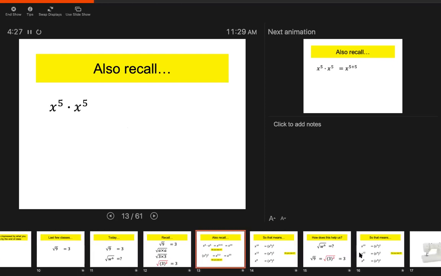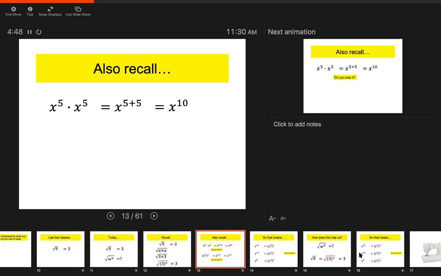All right, here we go. Now it's time to really pay attention. If I gave you that expression right there, x to the 5th times x to the 5th, well, if we remember the rule that says that if you have same bases and you're multiplying, then you add the exponents. So x to the 5th times x to the 5th is x to the 10th.